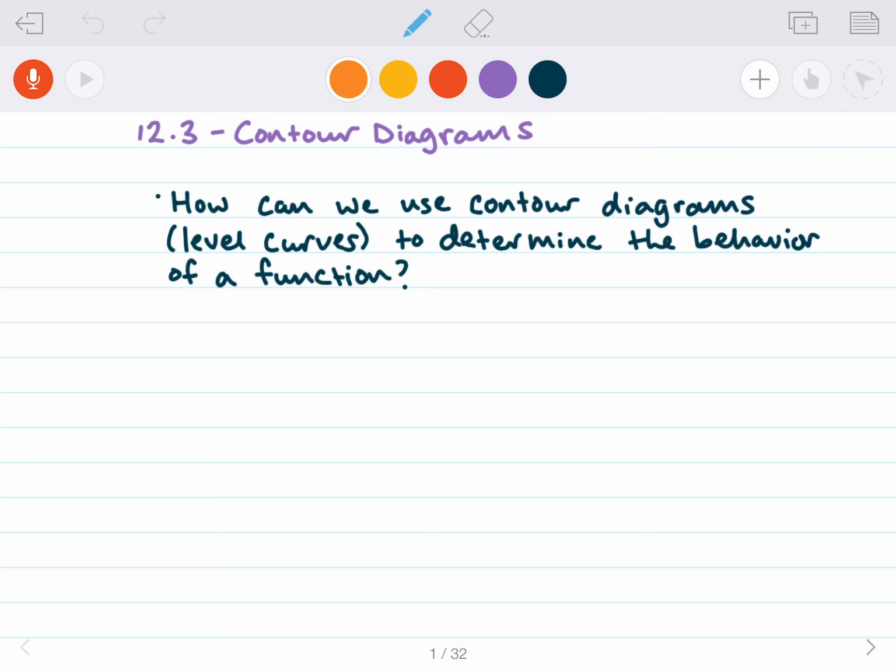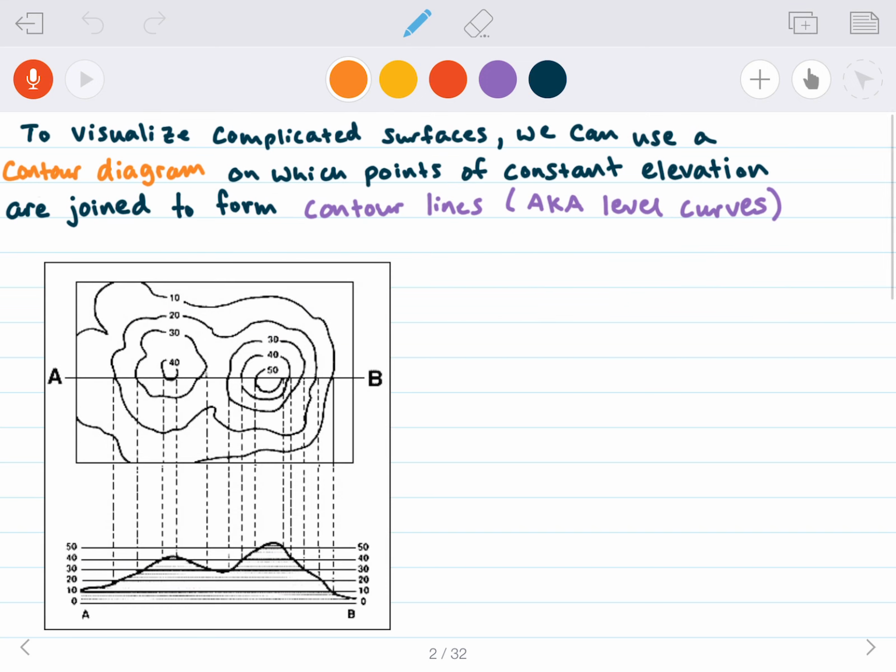Hey guys, in this video we're going to talk about Chapter 12, Section 3, Contour Diagrams. Okay, so we've already talked about some methods in which we can visualize surfaces with cross sections. We're going to talk about another method that we can use today, and that's called a contour diagram.